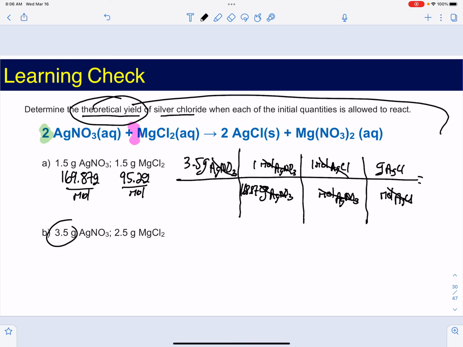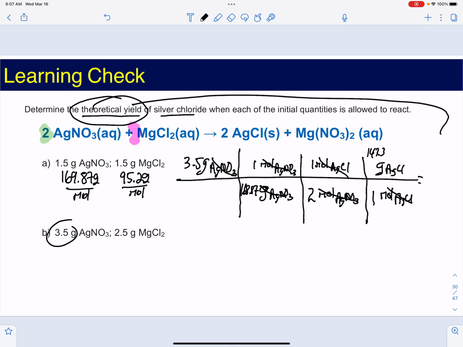168.87 grams. For every 1 mole of silver chloride, you got 2 moles of silver nitrate. And for every 1 mole of silver chloride, you have, what did we say was that? 143, just give me a second to find that again. 143.3 grams.